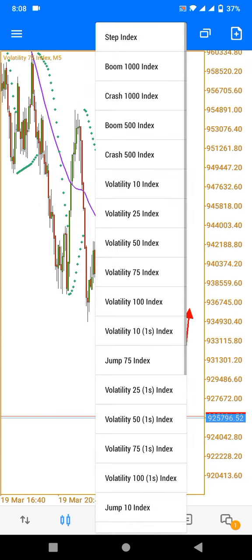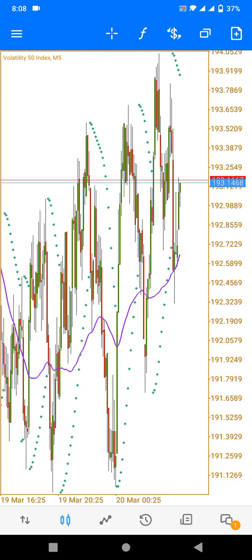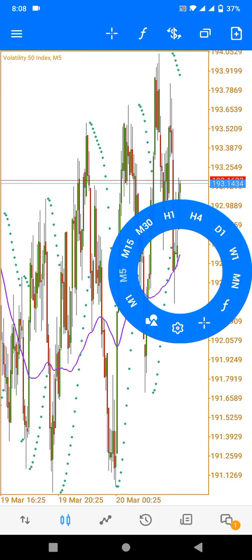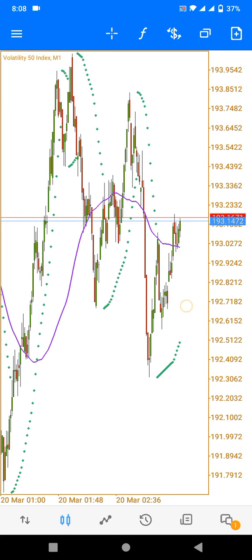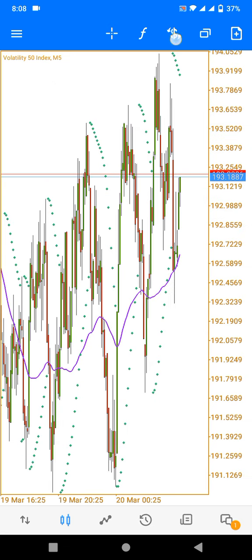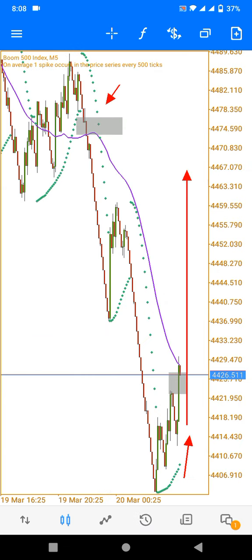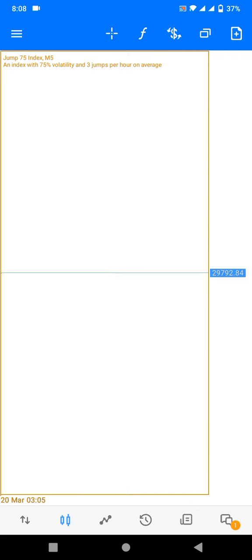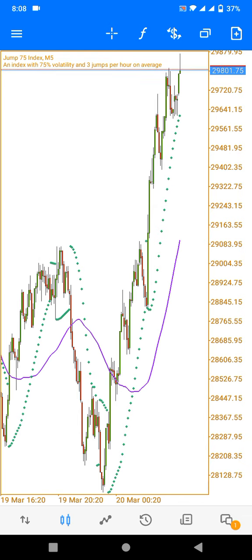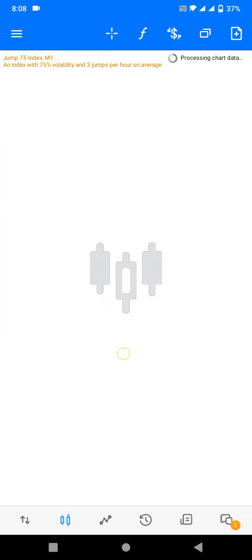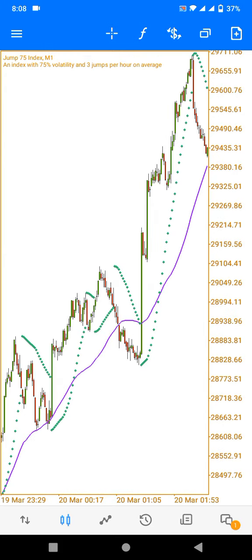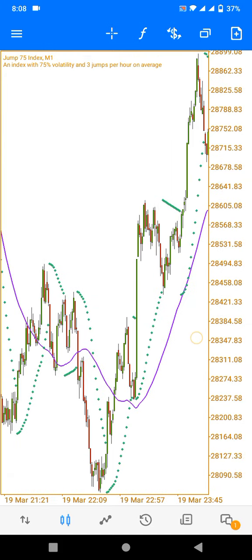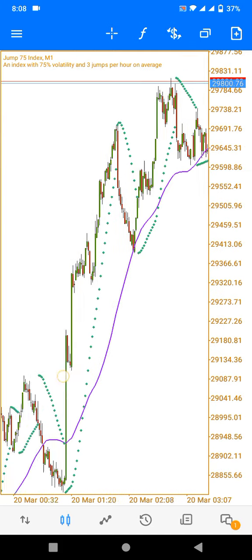A very awesome strategy. You just need to focus on a few things, and look here, the buy signal. Okay, look here, how easy it is to predict a buy signal. Look here, Boom 500 M5, Jump 75 index, which is going buy, and here is showing buy. Look here. So this is the power of this strategy.